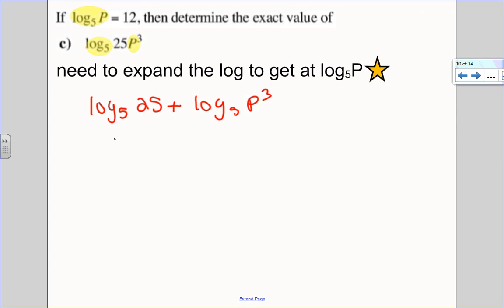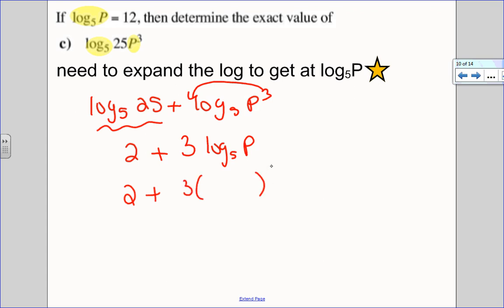Okay, then what I'm going to do is evaluate this. Log base 5 of 25. I ask myself, 5 to what exponent gives me 25? Well, 5 squared gives me 25, so the value is 2. I bring the 3 down, and this is 3 log base 5 of p. So this is 2 plus 3 times log base 5 of p.